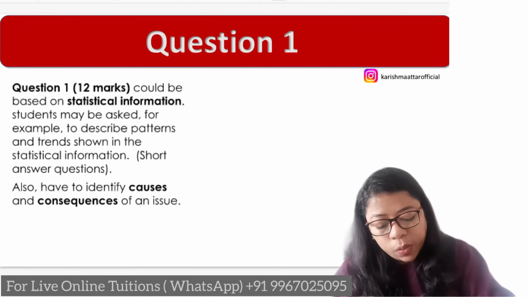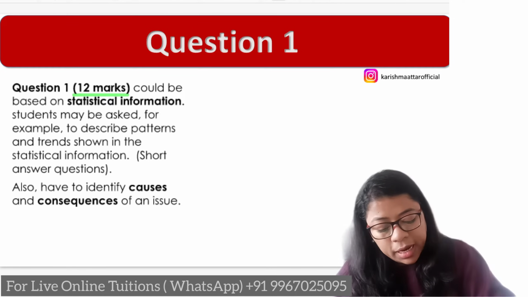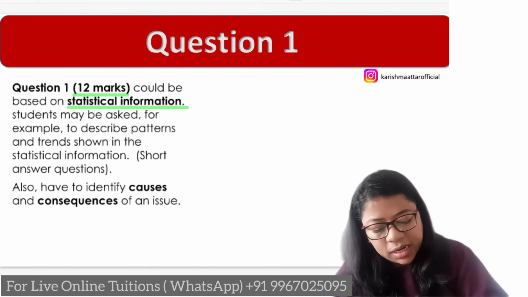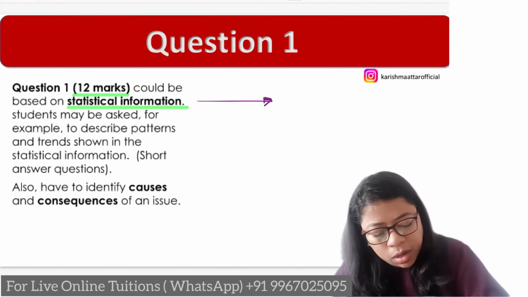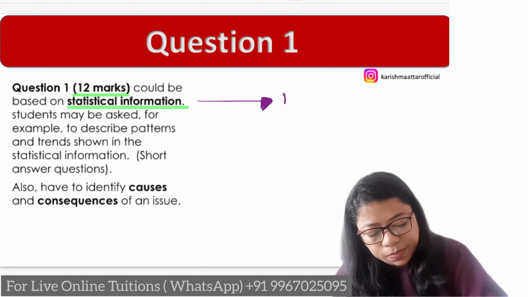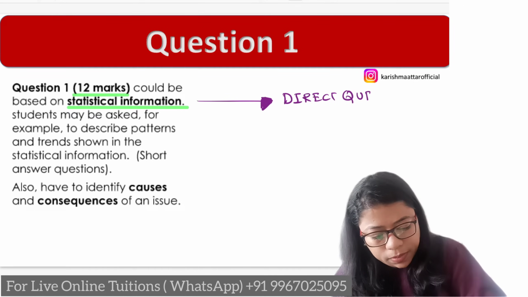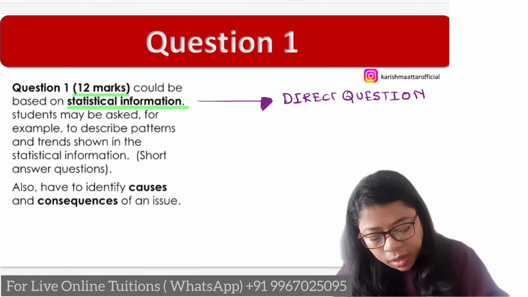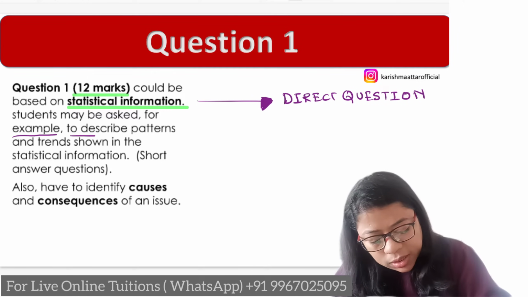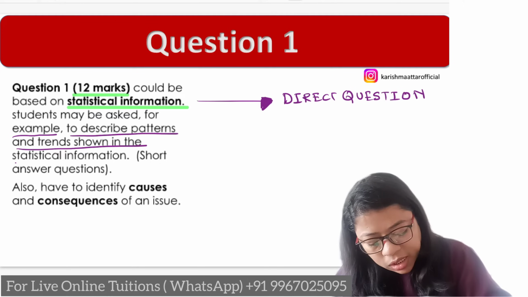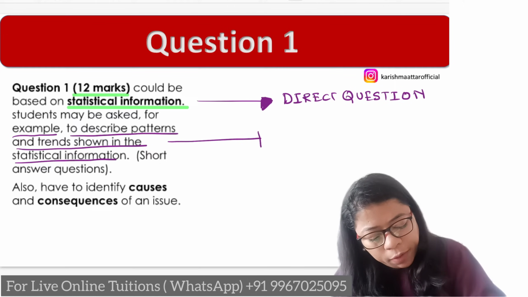Now, the first question is for 12 marks. It could be based on statistical information. Why is it saying that it is based on statistical information? Because it's a direct question to be precise. So the first question is a direct question and may ask for examples to describe patterns and trends shown in the statistical information.